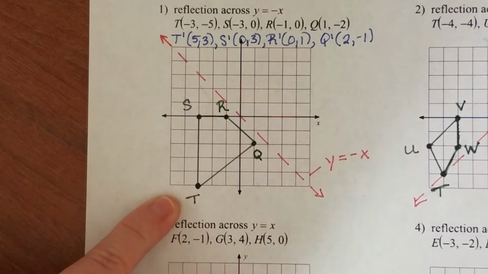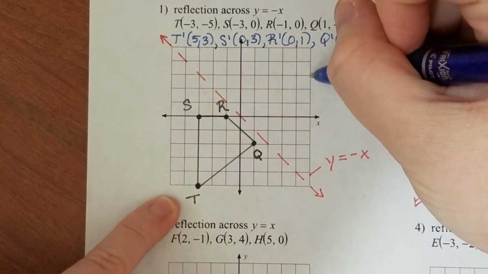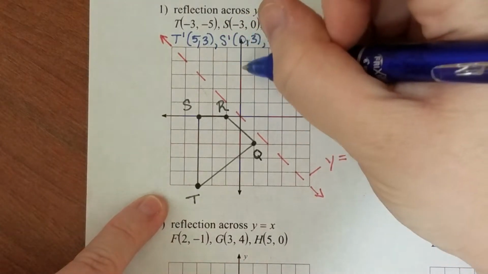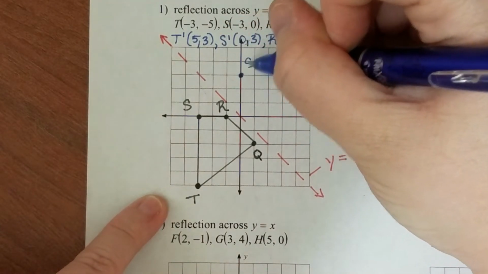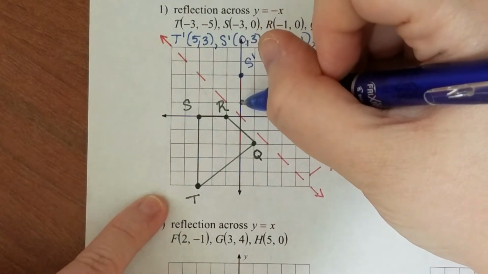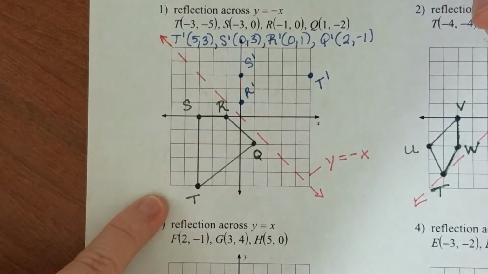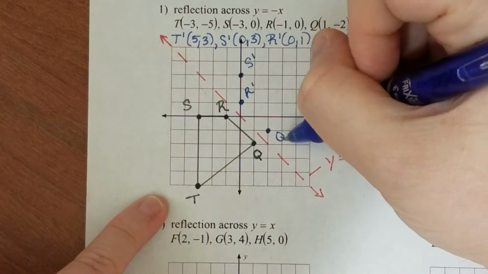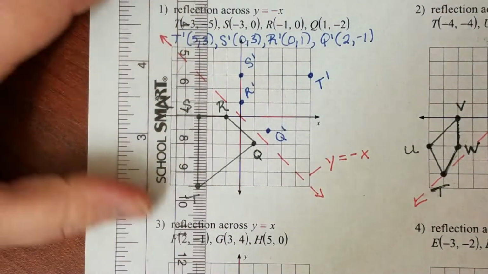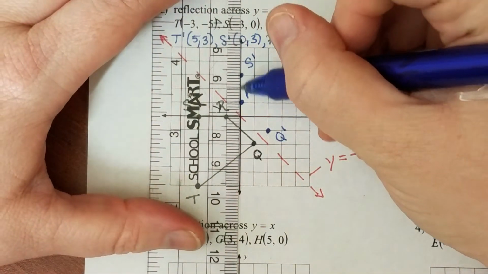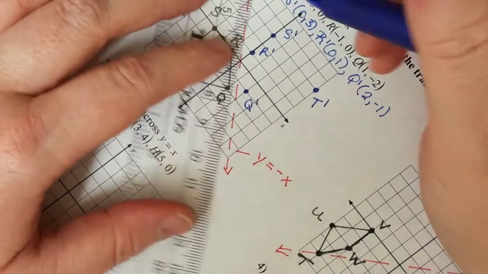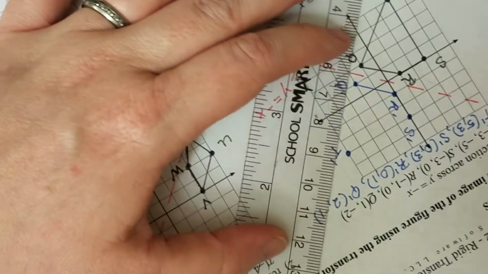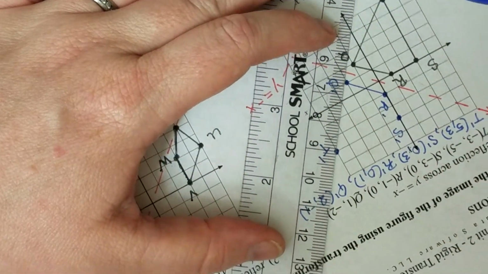So we've got T prime, which is going to be 5, 3. We've got S prime, which is going to be 0, 3. R prime is going to be 0, 1. And Q prime is going to be 2, negative 1. So if we graph our image, or I should say just connect the points here, we should have a nicely mirrored figure.